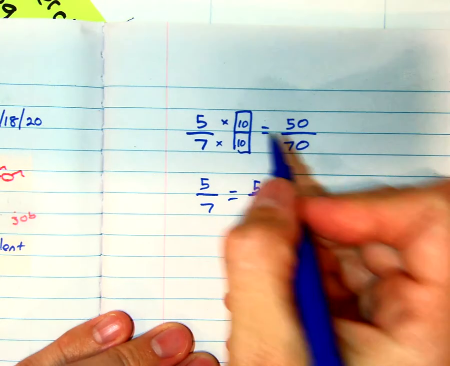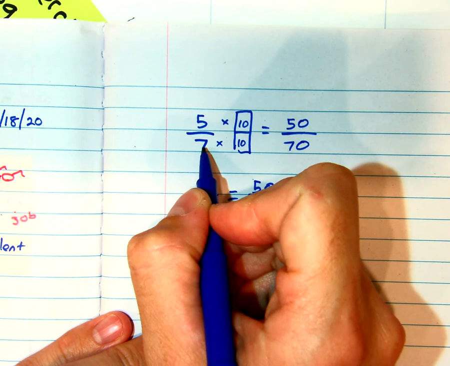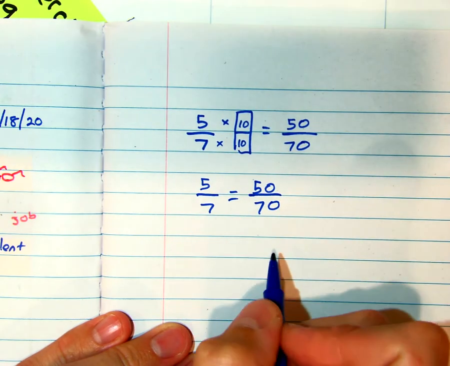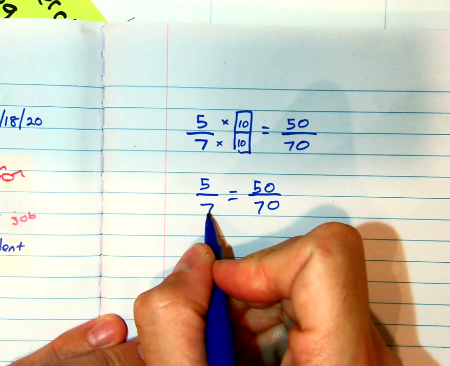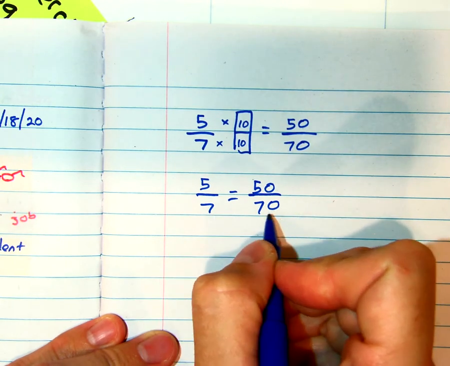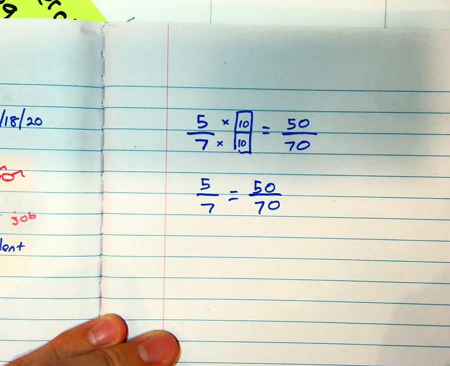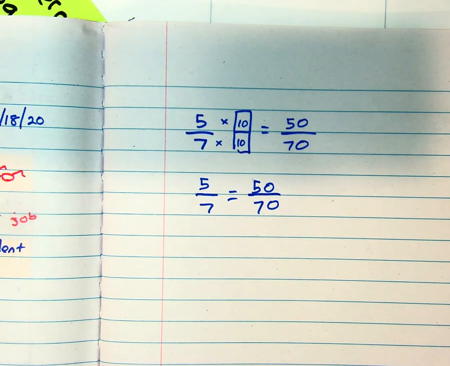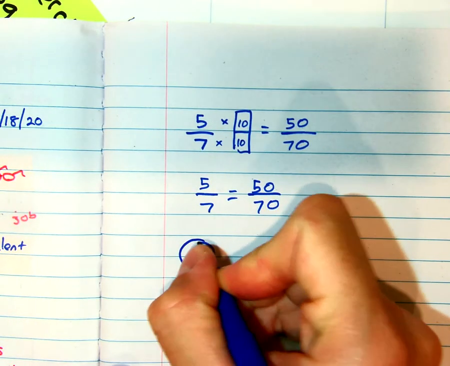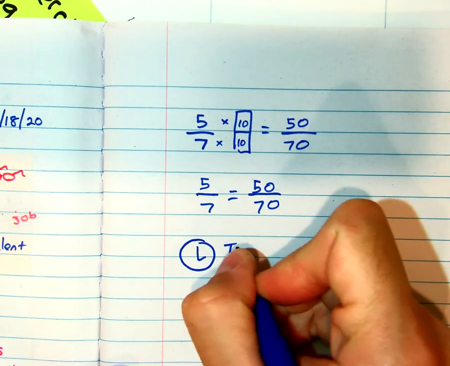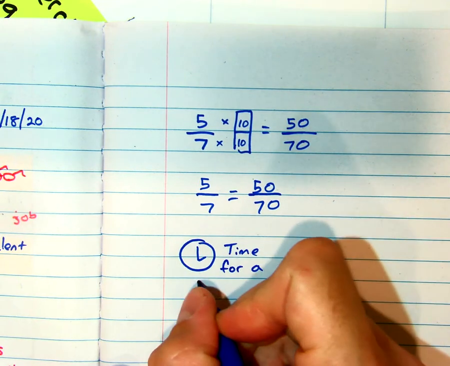So when we multiply the numerator and the denominator by the same number, we are making equivalent fractions. 7 has fewer pieces, 70 has lots of little pieces, but 5/7 is the same as 50/70. Excellent. All right. And now it is time for a trick.